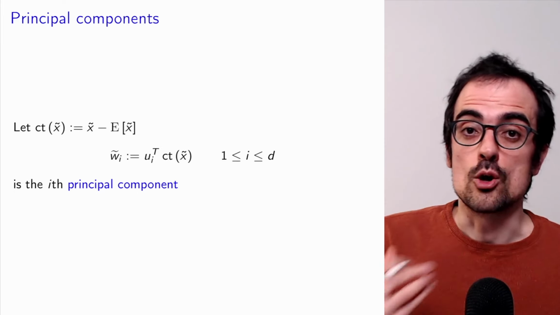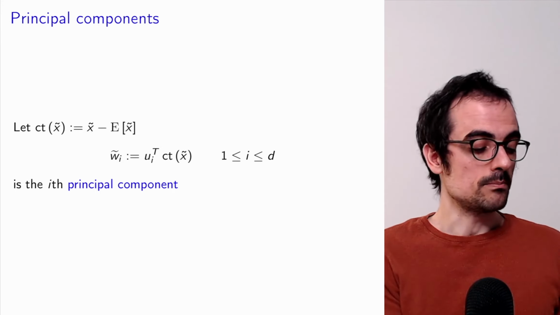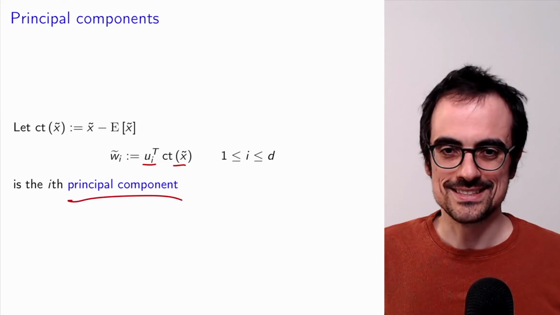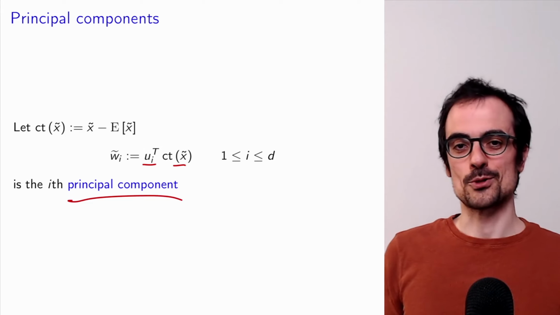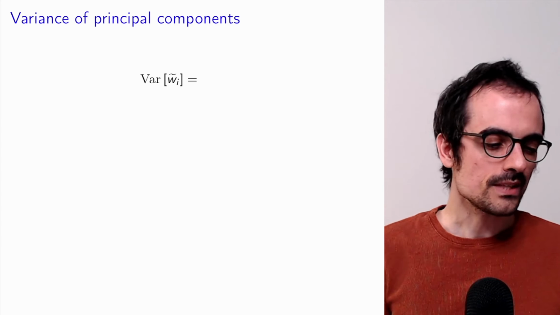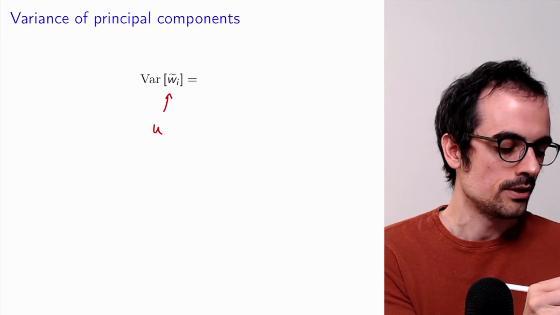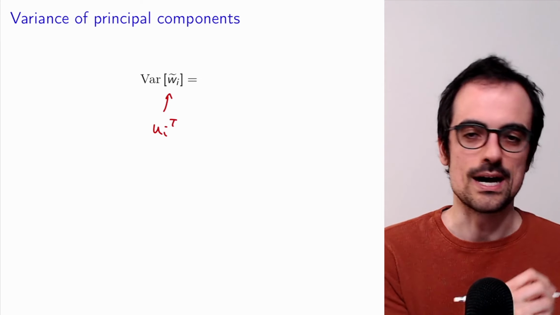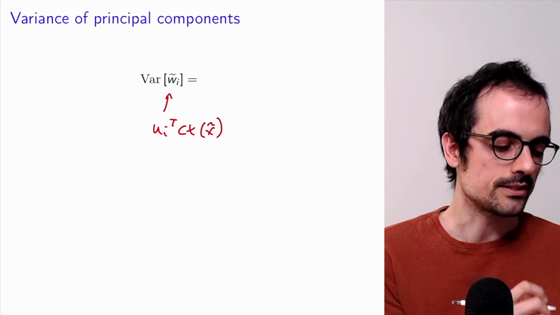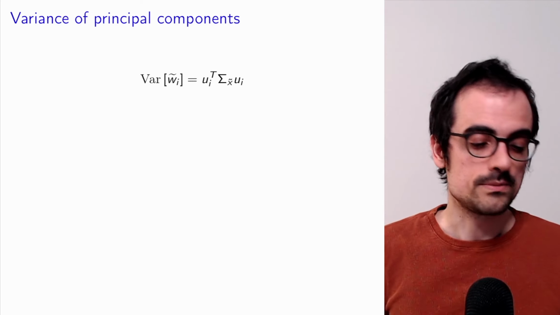In order to compute the components corresponding to the principal directions, we take an inner product between the principal direction and the centered random vector, and we call that the corresponding principal component. Let's take a look at the variance of the principal components, although we have already kind of hinted at what it's going to be. The ith principal component is just equal to ui transpose, where ui is the ith principal direction, times the centered vector. So the variance is just equal to ui transpose times the covariance matrix of the centered vector, which is just the covariance matrix of x, times ui.